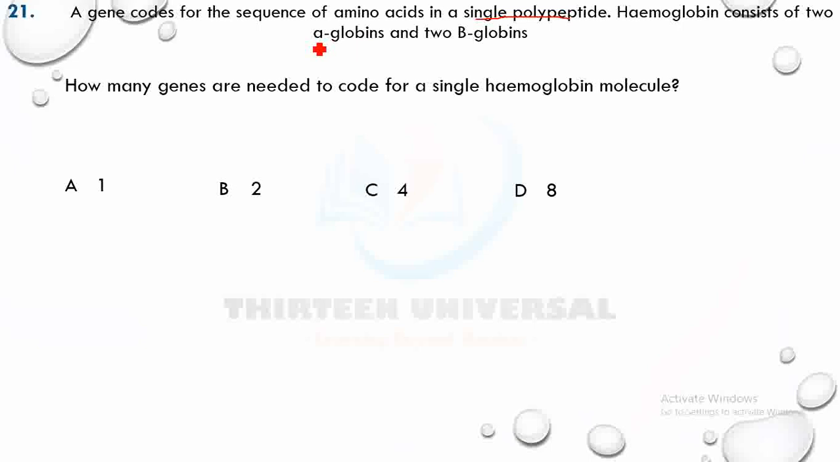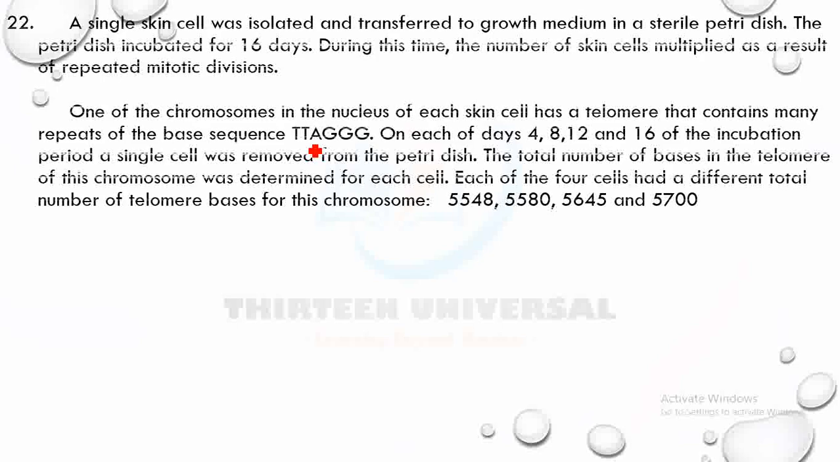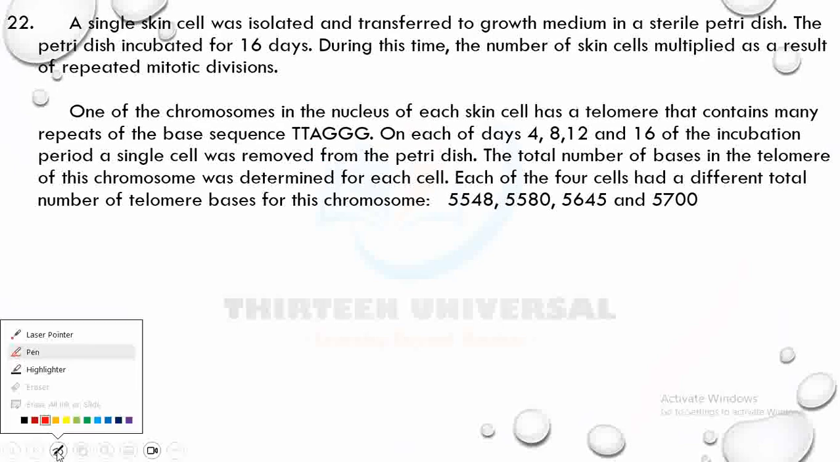Is that okay? Hemoglobin consists of 2 alpha and 2 beta. So the 2 alpha are identical. So they are going to be coded by 1 gene. The 2 beta are identical. They're going to be coded by 1 gene. So that means 2 genes will be coding them, right? All right, because the 2 alpha polypeptide chains are identical. So 2 is the answer, right? Yeah, good. Okay, let's go on and look at this.